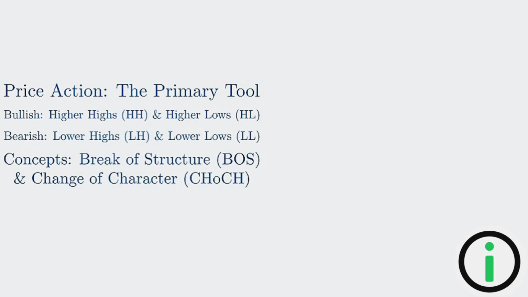However, the retail trader usually stops here. To trade like a professional, we need to understand how these trends change. There are two critical concepts you must master: break of structure, or BOS, and change of character, or CHOCH. A break of structure occurs when the price continues the existing trend. If we are in an uptrend and price breaks above the previous peak, that is a BOS. It signals trend continuation.